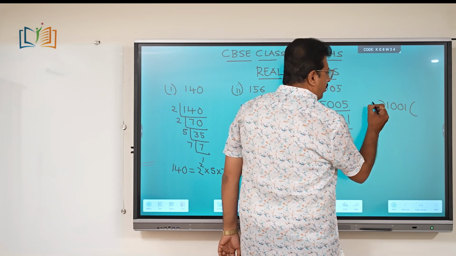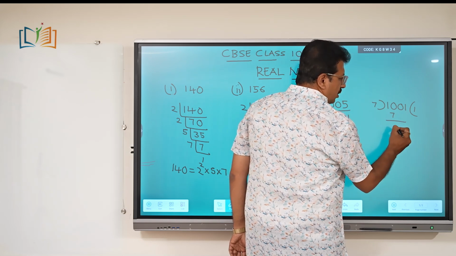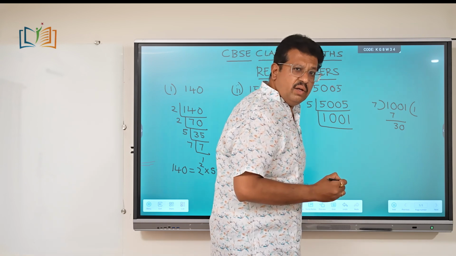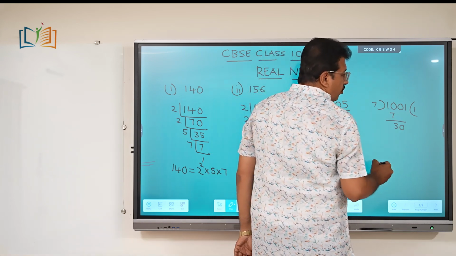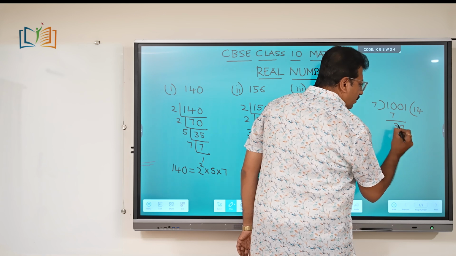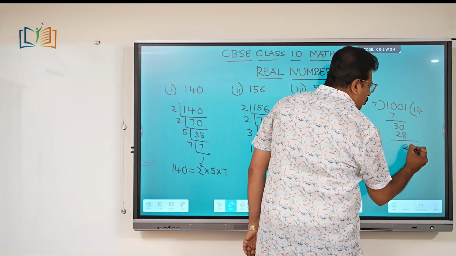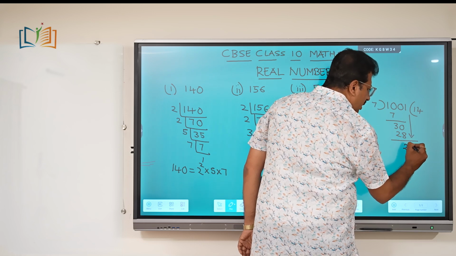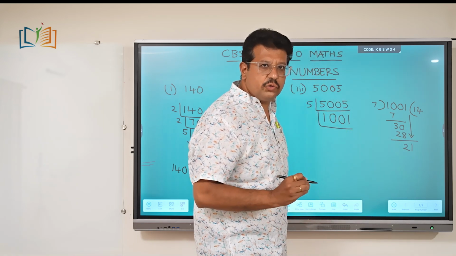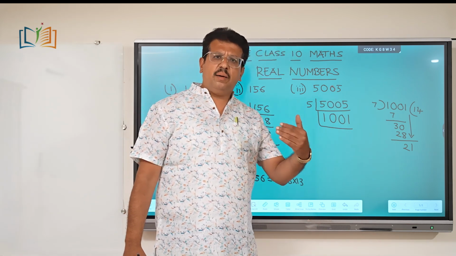So let us take the 7 table. 7 ones are 7. 10 minus 7 is 3, so 30. 7 fours are 28. And 30 minus 28 is 2. So one number will come down, that is 21. So it's going by the 7 table. Is it interesting or not, students? See how the numbers will come. After 5, it will come 7.